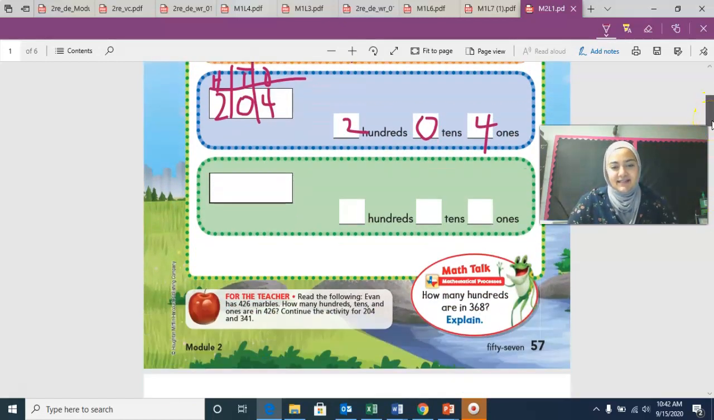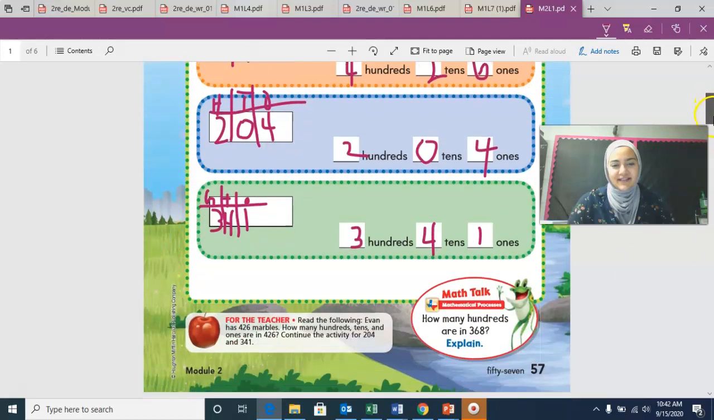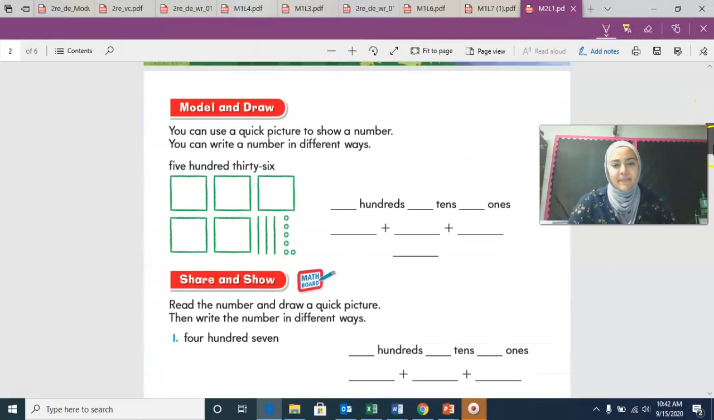All right, the last number is 341. So we're going to write 341, ones, tens, hundreds, and in the number 341, there are 1 one, 4 tens, and 3 hundreds. 341. Just like that. Okay, moving on.